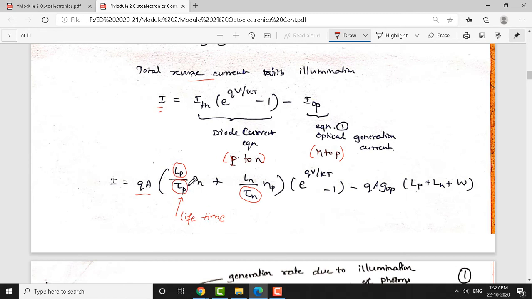So, tau P represents the lifetime for the holes. That means, how much time a hole will take to get recombined with an electron, that is the meaning of tau P. Similarly, for electrons we have tau N, this is the lifetime for electrons here. So, both are lifetimes, but corresponding to the subscript, it is for holes, and here it is for electrons. So, what do you mean by Pn? This notation we have seen many times. Pn, this subscript, Pn here and Np here.